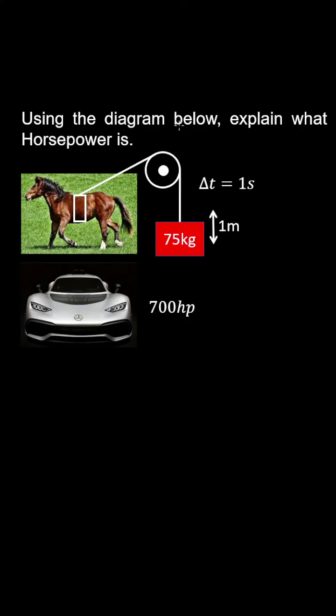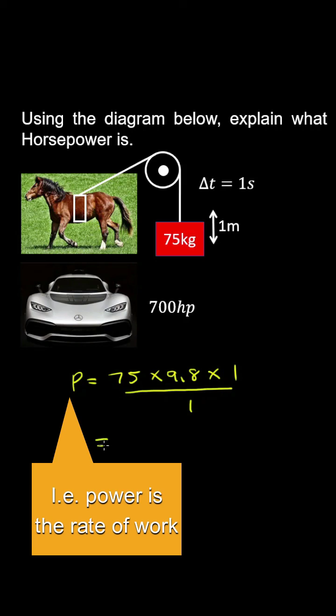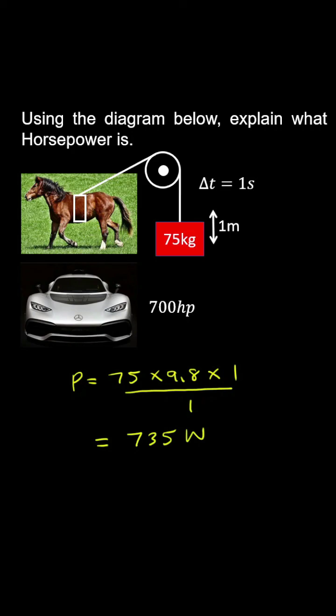Using the diagram below, explain what horsepower is. So horsepower is the power required to move this 75 kilo mass 1 meter over 1 second. So we can write the power is 75 kilos times the gravitational acceleration, and that's multiplied by 1 meter over 1 second. So that's going to give you 735 joules per second, or watts. So as you can imagine, if the horse was carrying a 50 kilo jockey, then the horse can sustain enough power to carry that jockey throughout the whole race.